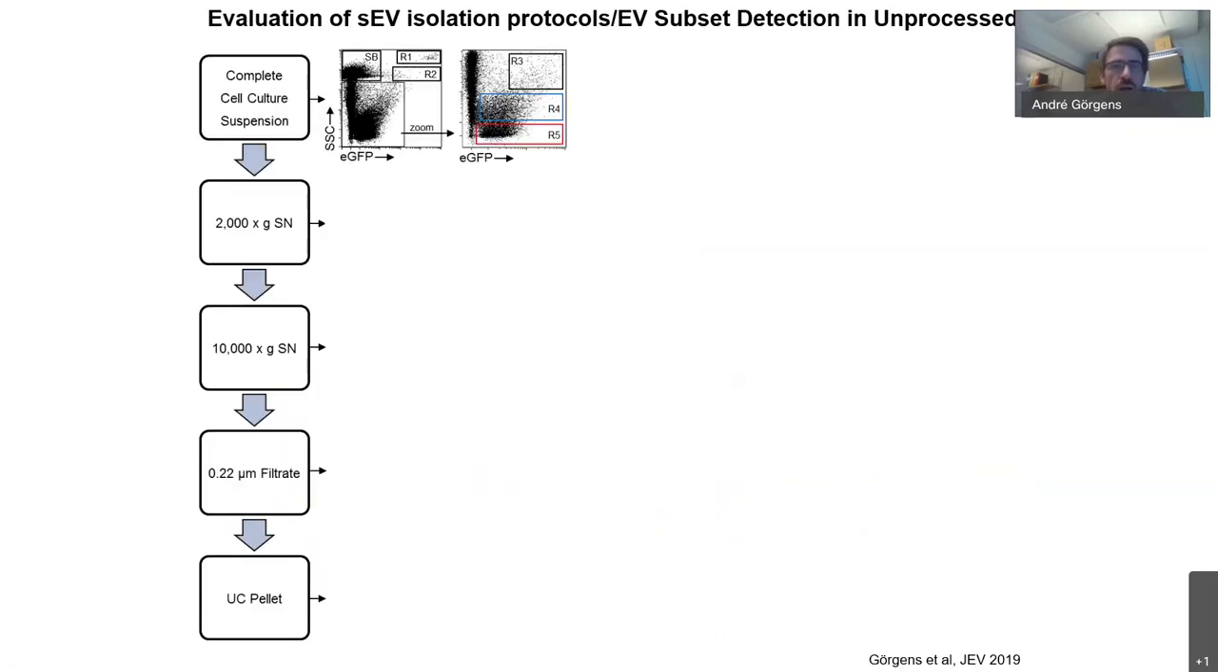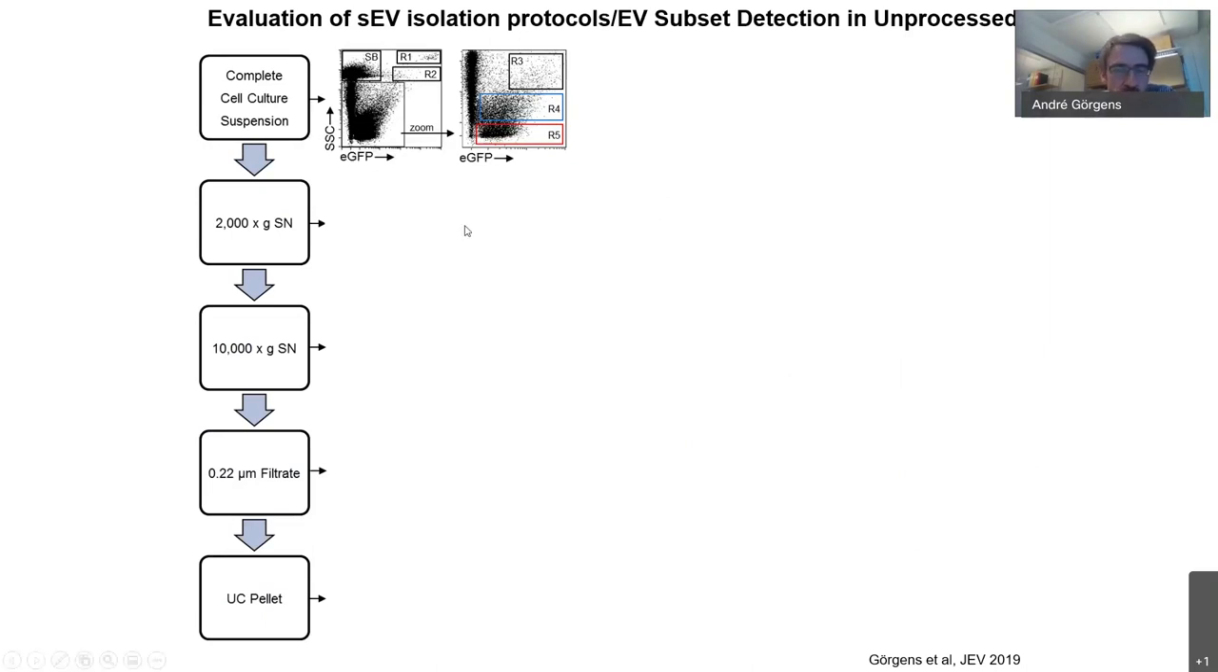Otherwise, here's an example that I find quite nice also to illustrate that we actually are measuring, let's say, small EVs. It also shows a big advantage of that system over some other systems, I guess, which is that you can analyze complete cell cultures or unpurified samples. So you don't have to purify your EVs to analyze them if you have fluorescent labels or probes that are specific enough to use in your setting.